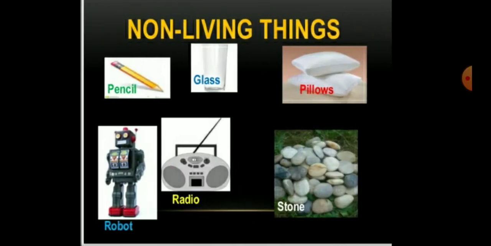So children, these are the non-living things. Pencil, glass, radio, robot, pillows, stones, all are non-living things. So we can define life as describing the observable processes, or we can say the phenomena or features that distinguish living matter from non-living things.